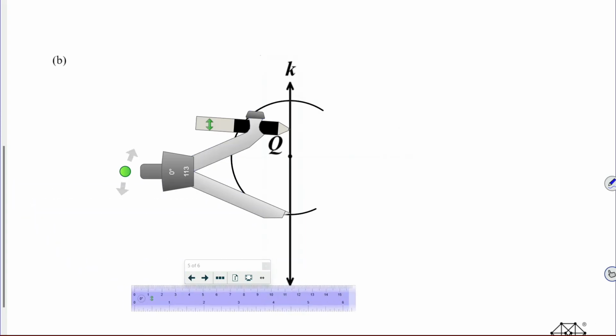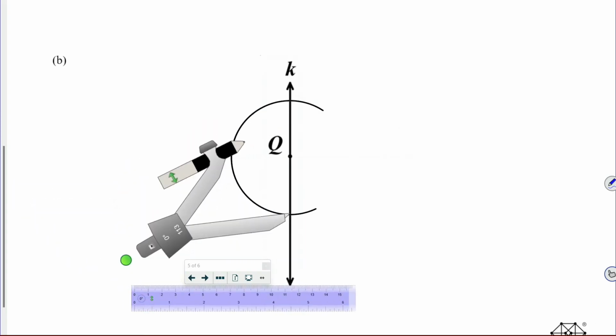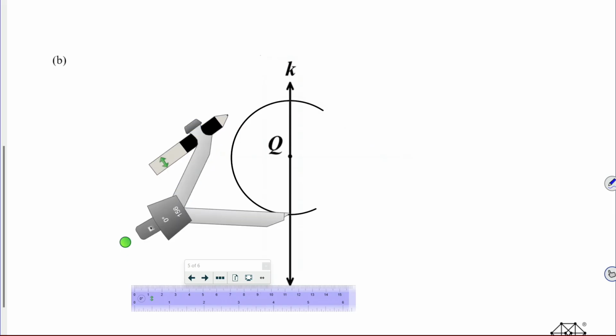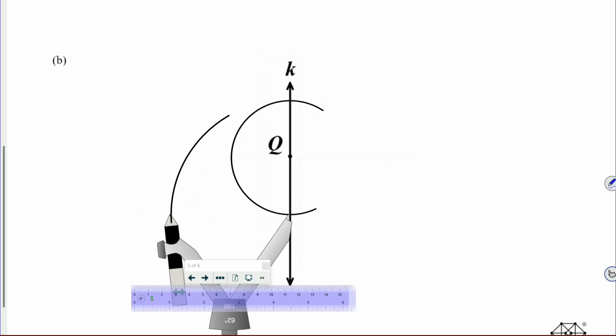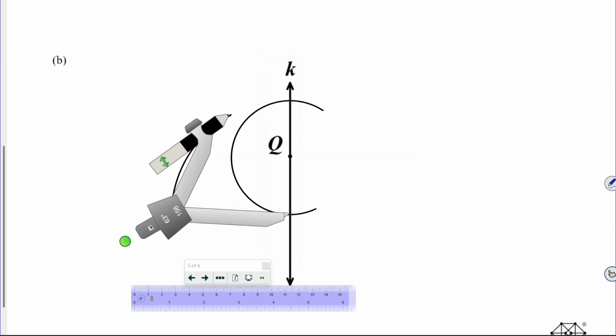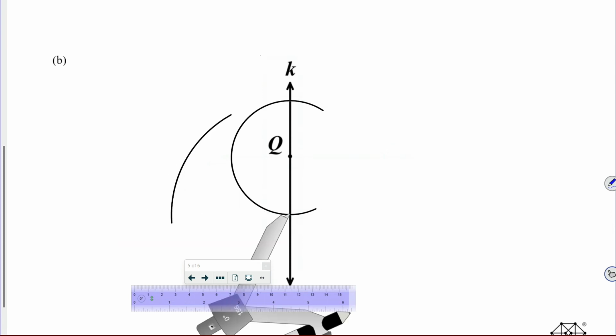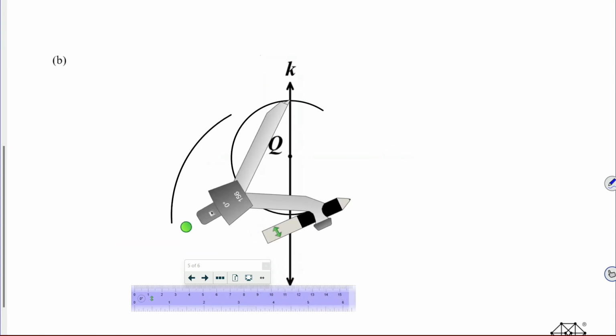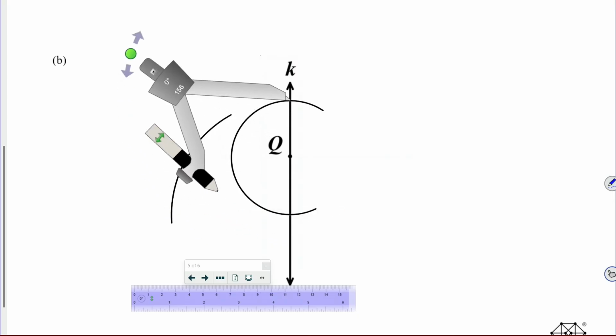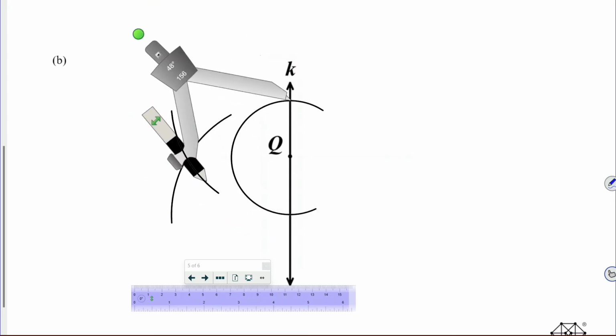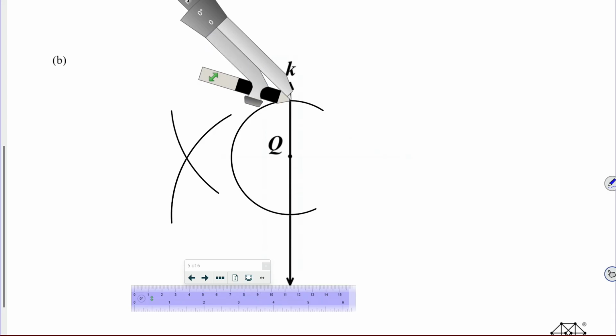Let's move this out of the way for right now. I think even a little bit longer. I like to have my arcs intersect outside instead of inside of the original arc. Move this over here, rotate it up, and there we have it. X marks the spot.